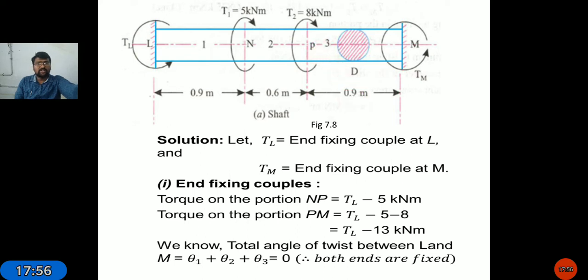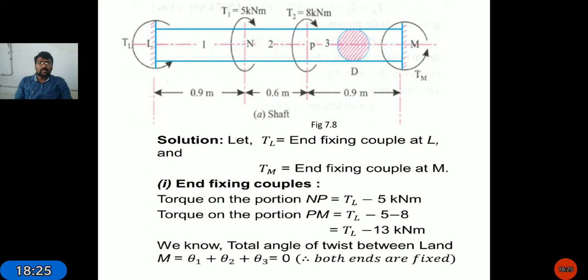For this, first we need to calculate the torque. Let us assume TL is equal to the end fixing couple, that means the torque developed at L, and TM is equal to the end fixing couple at M. Based on the given required data, we need to first calculate the end fixing couples, based on the applied torque.